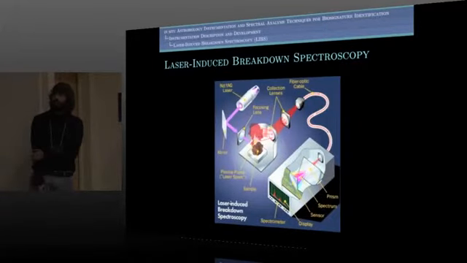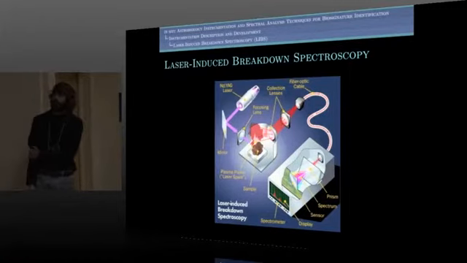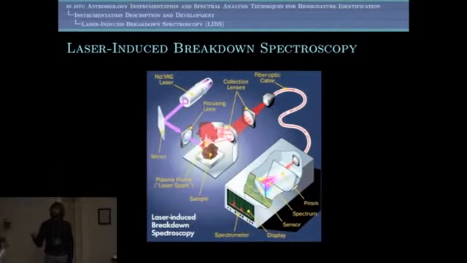And the last type of instrument we're looking at is a LIBS instrument, which stands for laser-induced breakdown spectroscopy. Similarly, we will use a UV laser to ablate some material, and the resulting emission spectrum from the plasma is collected by a spectrometer.